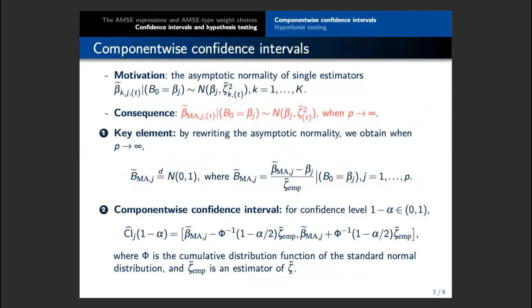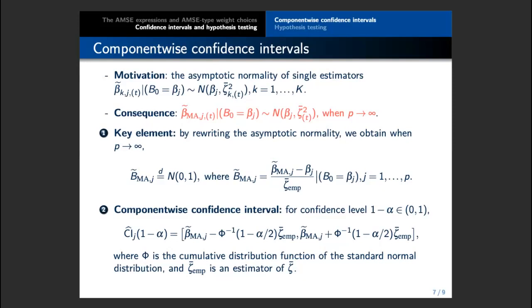We start from the component-wise confidence intervals. Motivated by the asymptotic normality of the single estimators beta tilde k, we are able to obtain the asymptotic normality of the model average version of the beta tilde estimator. This beta tilde MA estimator centers at the true regression coefficients with a standard deviation zeta bar.